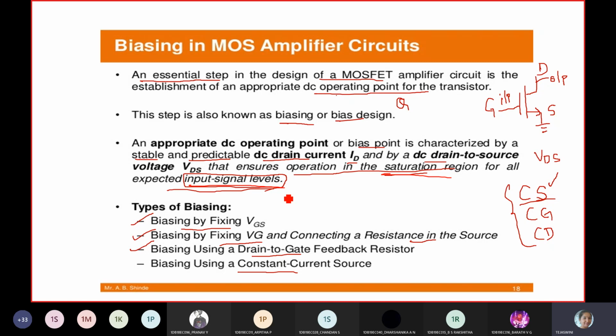So there are 4 techniques under biasing of a MOSFET: fixing VGS, fixing VG and connecting a resistance in the source, biasing using a drain to gate feedback resistor, and biasing using a constant current source. According to your syllabus, the prescribed ones are the first 3 techniques. We are not studying the last technique, using a constant current source. Okay, we'll go one by one.